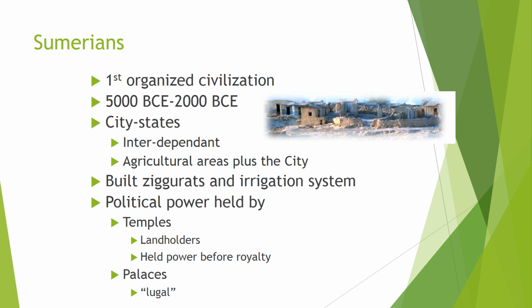In some cases, for the Sumerians, these people that are landholders or work in the temples, they hold power before royalty will hold power. And of course, you do have your lugals in the palaces, your leader. Lugal is the term for leader. So you have that as well. So you kind of have like a double system here in the Sumerian world working.